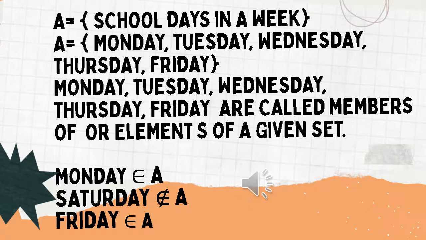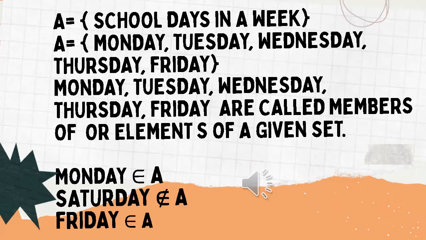For us to understand more what is a set and element, let us have an example. Set A is a set of school days in a week. When we say school days in a week, ito lang yung mga araw na may pasok sa school. So, set A is a set of Monday, Tuesday, Wednesday, Thursday, and Friday. So, yun yung mga araw na may pasok lang sa school. So, in short, Monday, Tuesday, Wednesday, Thursday, and Friday are called members of or element of a given set.